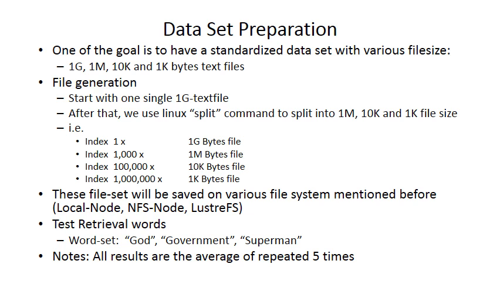That will be our data set. All this data, once generated, will be put into the different file systems, such as local node, NFS, and Lustre. For word retrieval, we will search for common and uncommon keywords, like the word God, which will appear everywhere, while Superman will not appear that often. For each test or evaluation, we will run it at least 5 times and take the average to see if we can get a consistent result.